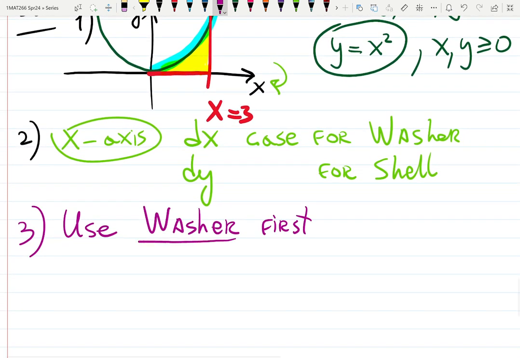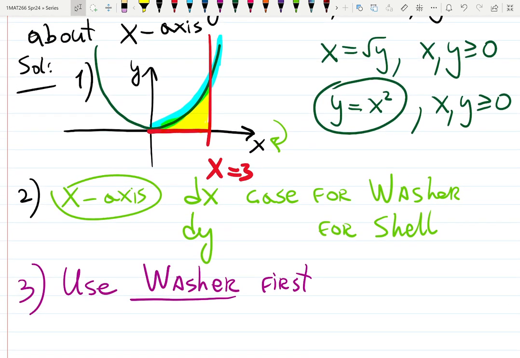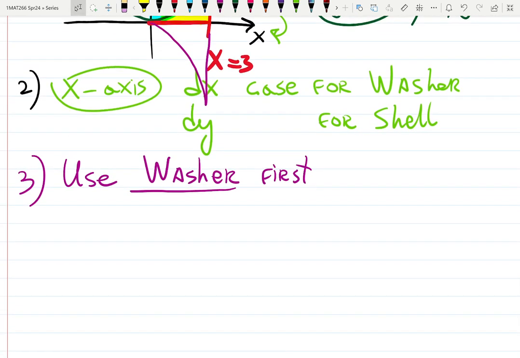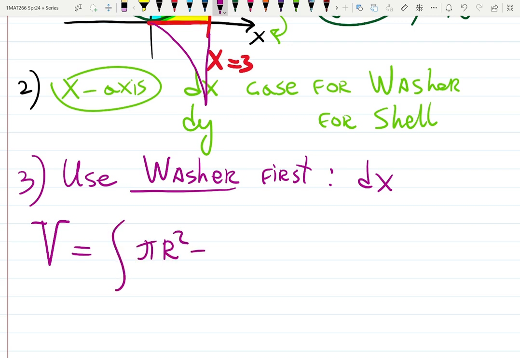Let's do washer first. If it is washer, I will create a 3D picture, here it is, and stare at it. I'm looking at it, and I try to imagine, can I put some water in it? If I can, it has a hollow part. If I cannot, it's solid. But at least now I know it is a dx case. From here, I immediately can write down the formula. Washer dx case has a formula. It is pi r squared minus pi r squared dx from a to b.